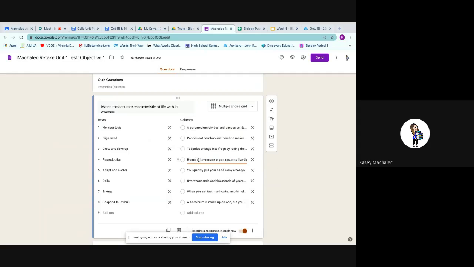The fourth column says humans have many organ systems like digestive, excretory, and each of these has different parts with different jobs. So the body has many different body systems, like digestive and excretory, and it has different parts with different jobs. Does this match with homeostasis, organized, grow and develop, reproduction, adapt and evolve, cells, energy, or respond to the environment?